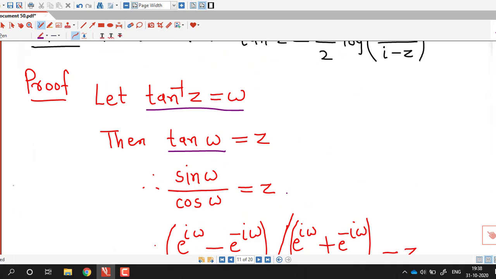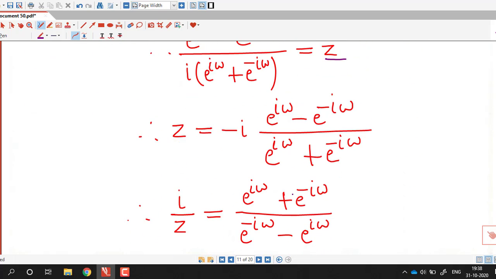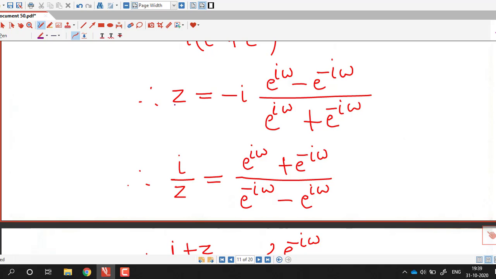Now in the formula we require i plus z upon i minus z. So first we find i over z. So I transfer this z to the right hand side, so I will have i over z, and I transfer this expression to the left hand side, so that will be e raised to iw plus e raised to minus iw, and I multiply this negative sign with this one, so I will have e raised to minus iw, that will be positive. If I multiply this term by the negative sign, I will have e raised to minus iw minus e raised to iw.